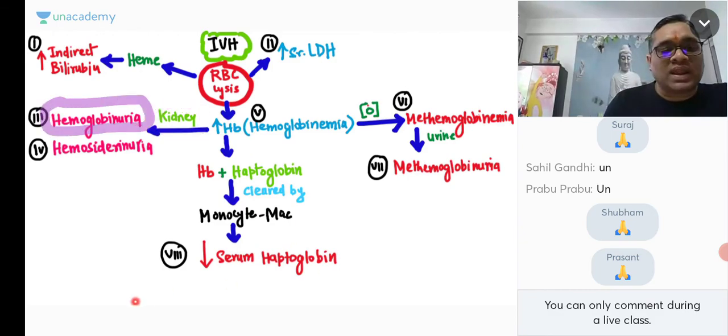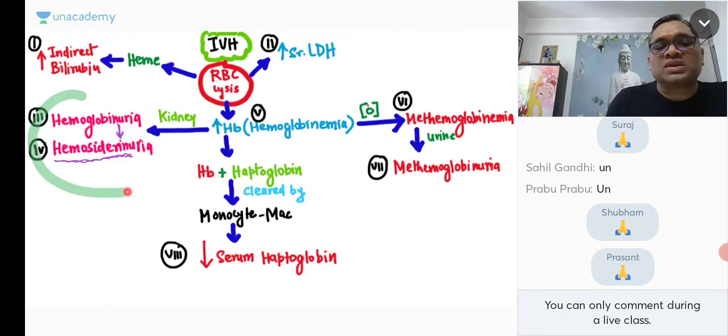That is number one. But sometimes what will happen? This hemoglobin will be degraded by the renal tubule, right? Renal tubule degradation will convert it into hemosiderin. Now this hemosiderin will be removed in the urine, and that is called hemosiderinuria. So now you can see both things are going hand in hand, right?